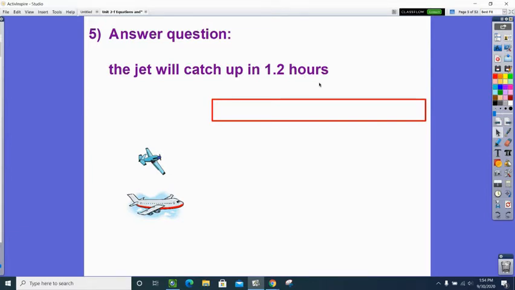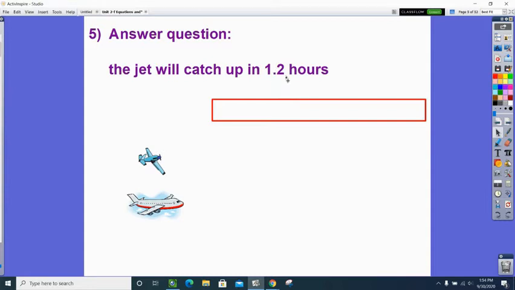What if I had given you the time, though? What if I said that the airplane had left at 1 o'clock, and you had to give me the time that the jet caught up? That could have been a different way to ask this question. Everything we've done, we would have done the same way, except we need to know what this is in minutes to be able to add it onto the clock time.